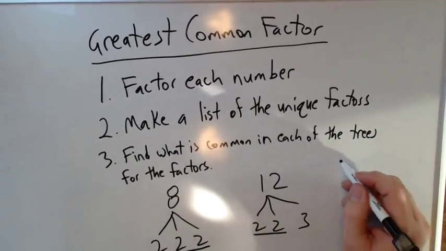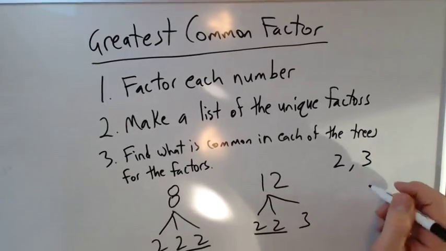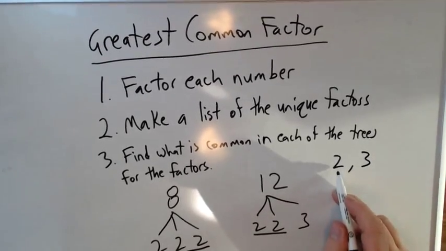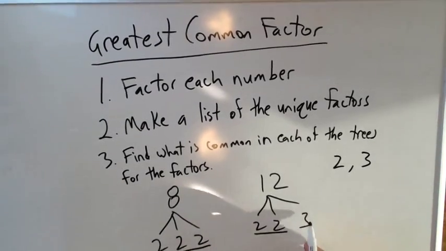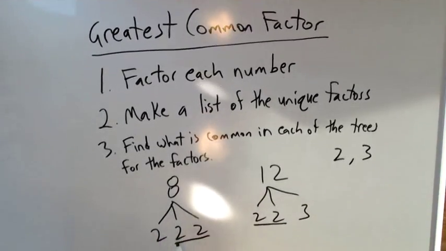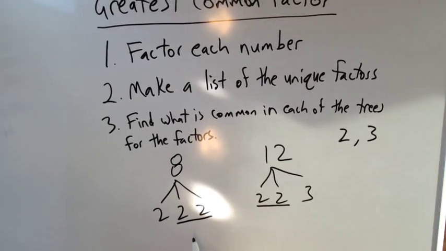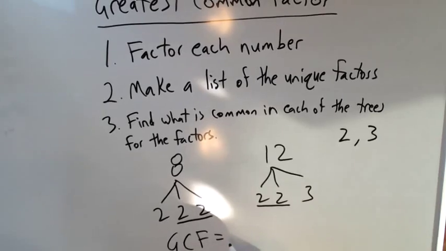So the list of the unique factors would be, again, 2 and 3. So then we look at 2. What's common with the 2's? A pair of them. What's common with the 3's? Nothing, because there's one over here and none over here. And so the greatest common factor is the product of everything underlined.